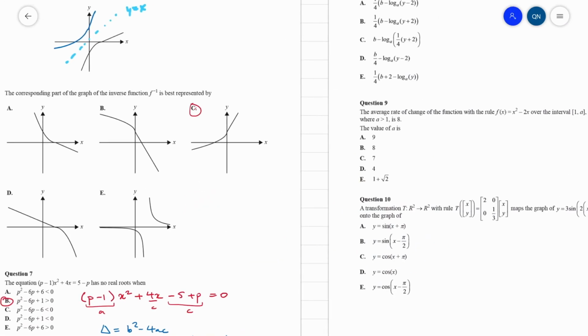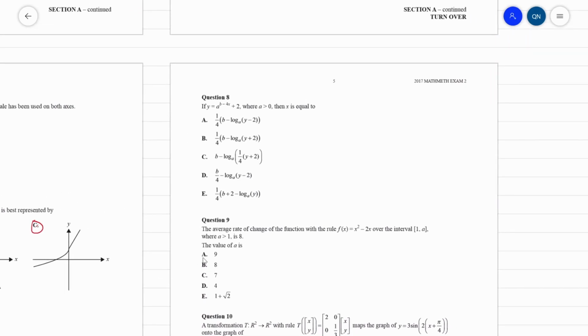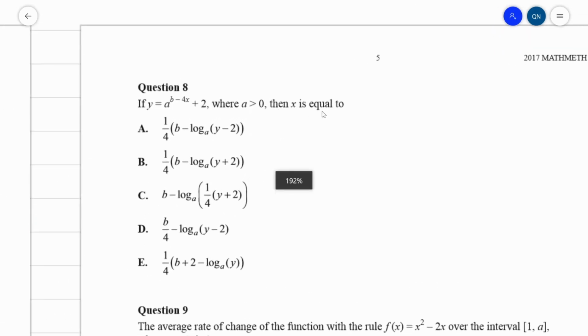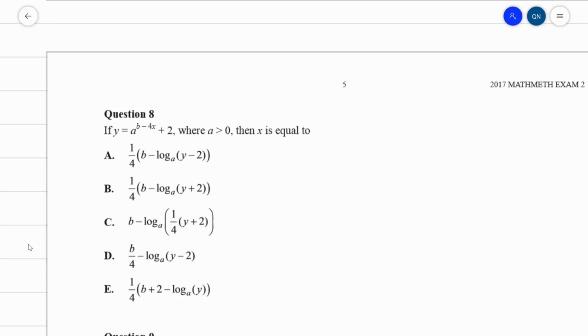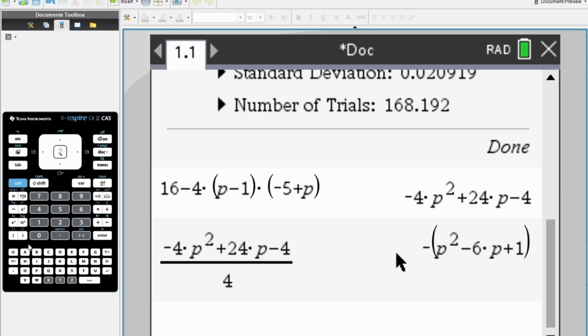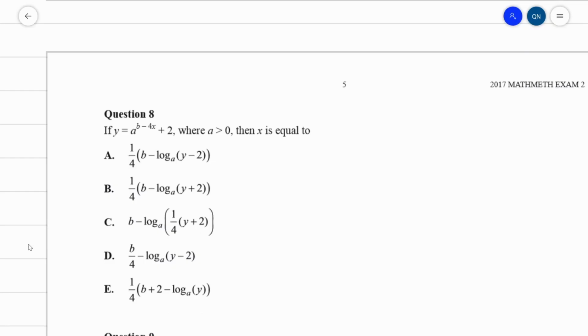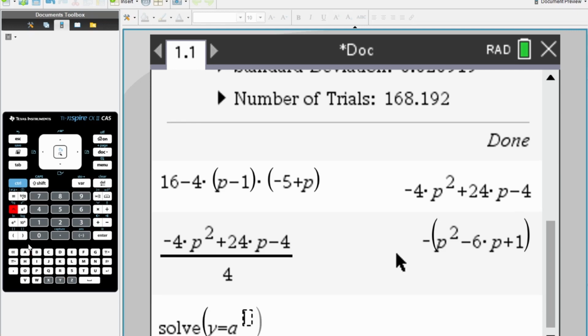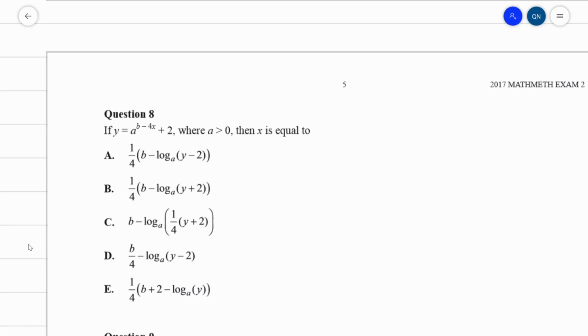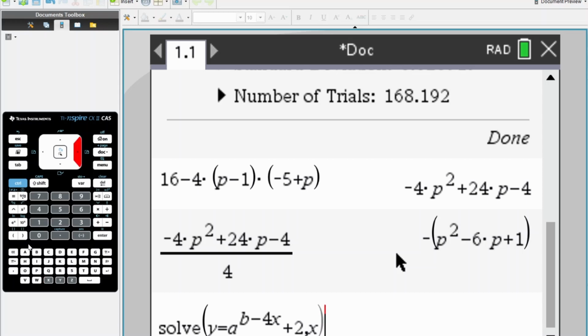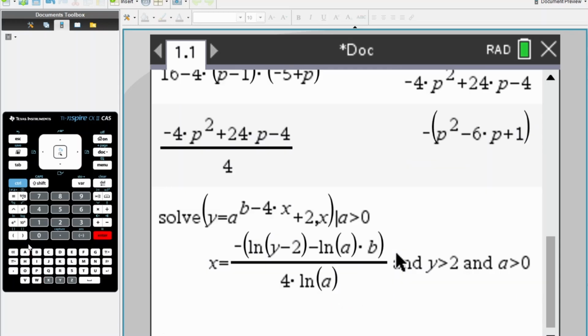Okay. Question 8. We have this equation that x is equal to. So we can just solve this on the CAS, I believe. Just type it in. Maybe it won't work because we're going to have a log base a, which I don't think the CAS really likes. Anyways, we can still try it. Solve y equals a to the b minus 4x, plus 2, and we want to solve this for x. And maybe we'll just add the condition a is greater than 0 just to be safe.